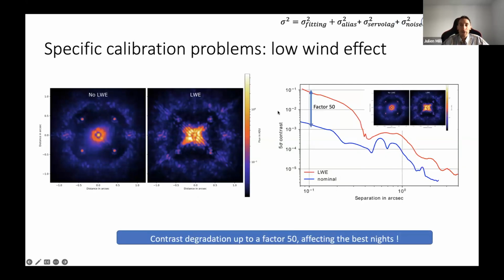Then I'd like to give a word on calibration errors. One specific calibration problem is the low wind effect, which was really a discovery at the VLT. So what is the low wind effect? You can see here observations that are not affected by the low wind effect on the left. And then we have this effect happening that causes some really low spatial frequency errors, and in the coronagraphic image, it means a lot of residuals close to your coronagraph. You can degrade your raw contrast by a factor of up to 50, as you can see on the graph here. And it's affecting the best nights, where the coherence time is really high.